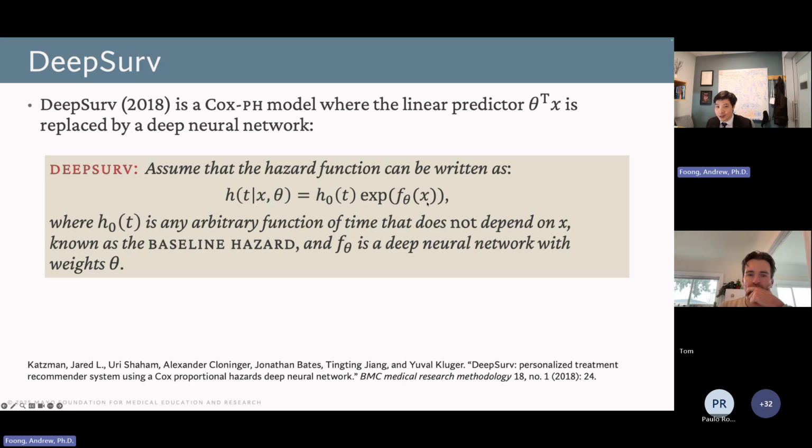And now the second term is still this exponential, but whereas previously we had theta transpose x inside the exponent, now we have f theta of x, where f theta is some deep neural network, and theta denotes the weights of that deep neural network. So we are still maintaining proportional hazards, but we are replacing the linear predictor with a multi-layer neural network. That's all that's happening in DeepSurv.